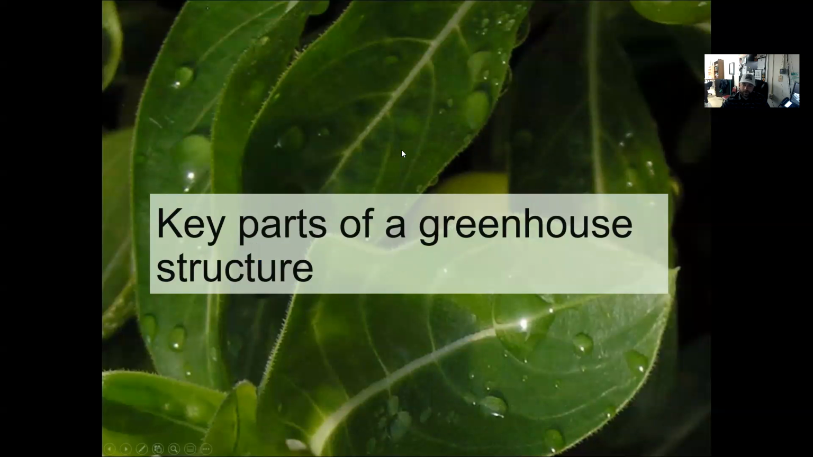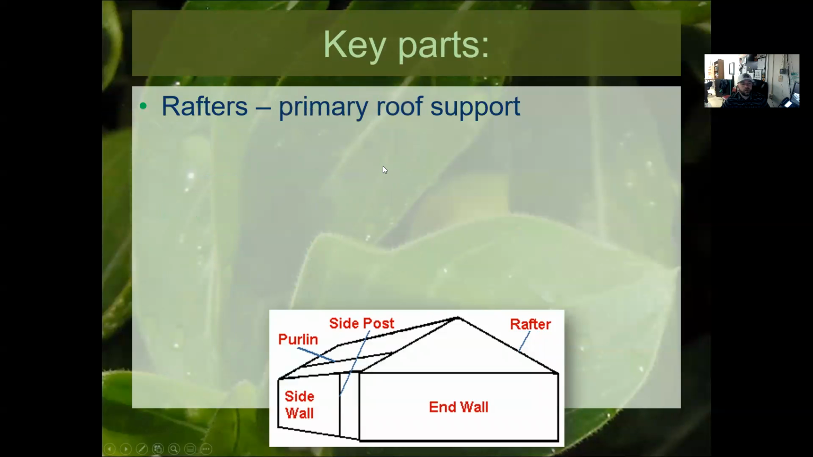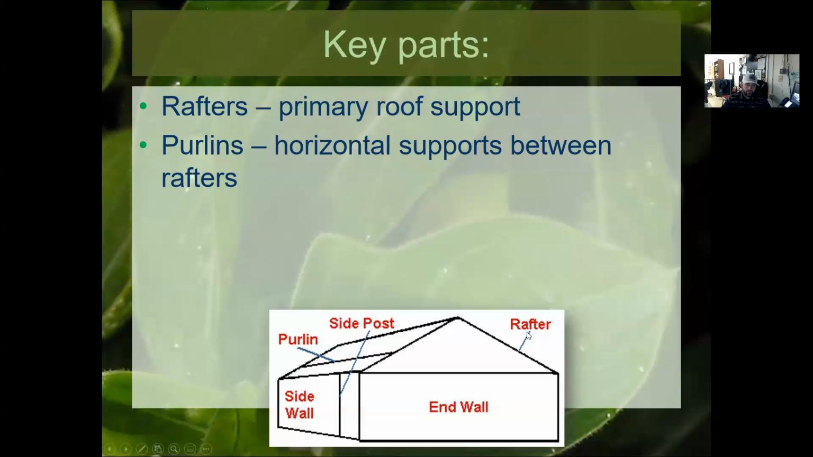So key parts to a greenhouse structure. Your rafters are your primary roof support, so you see that over in here. Your purlins are horizontal supports between the rafters. Any of these supports are super important because, one, the main part is they're going to keep that building up.